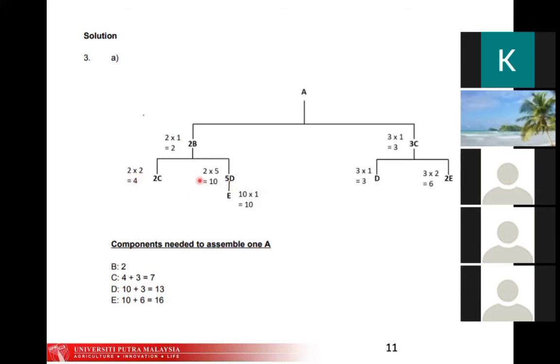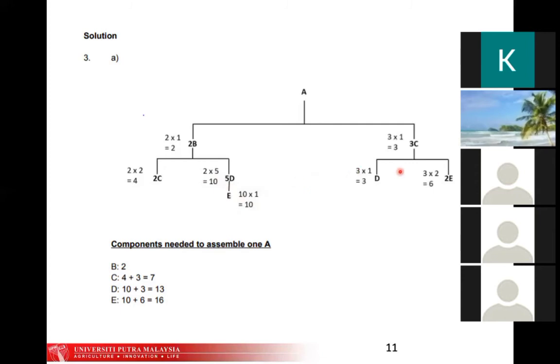The same way of calculating proceeds to the other components as well, which is 2 times 5 because it's 5 Ds, equals 10. And you can see from the E, because 1E is needed for each D, so 10 times 1 equals 10.